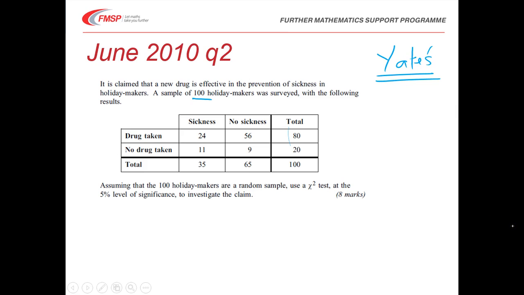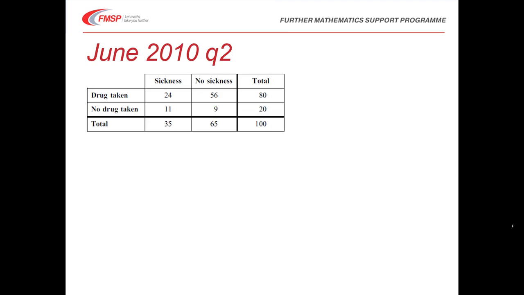Assuming the holidaymakers, we've got to do this. So we've got to work out our expected values. We've got to work out everything. Okay, so clean page time. So your expected values, how do we work those out? For each expected value, you take the row total times the column total, and you divide it by the grand total.